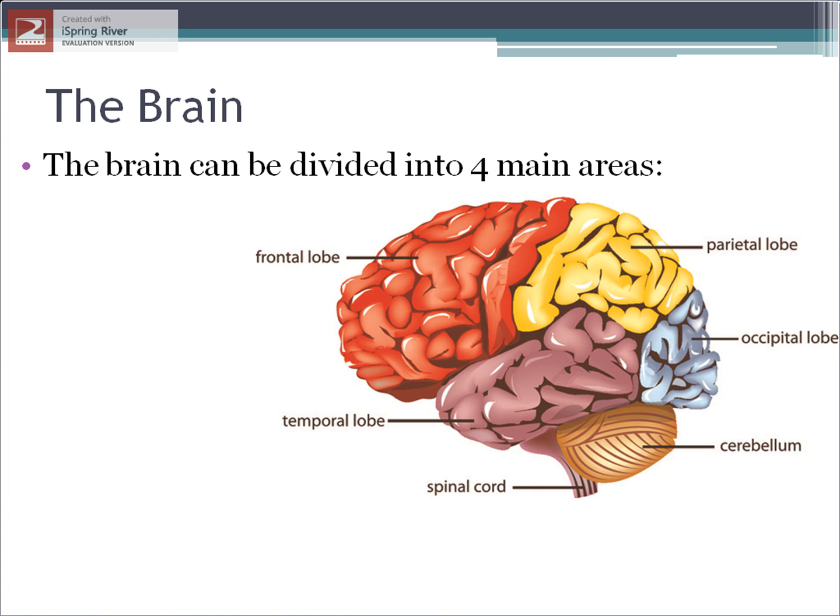The brain can be divided into four main areas. The cerebrum, which is further split into four areas. There's the frontal lobe, which is involved with speech, thought and learning. The temporal lobes, which are involved in hearing and memory. The parietal lobes, which are involved in sensory information such as touch, taste and pain. And the occipital lobe, which is involved in visual information.